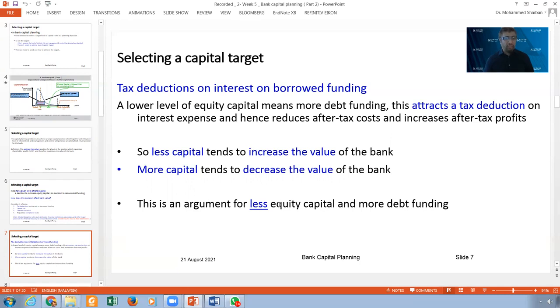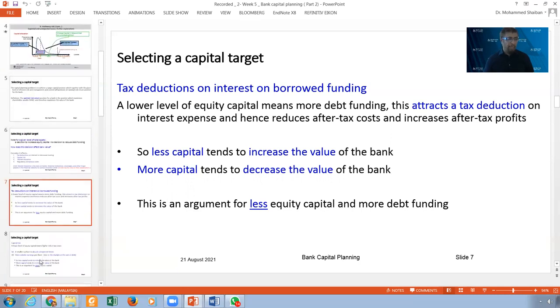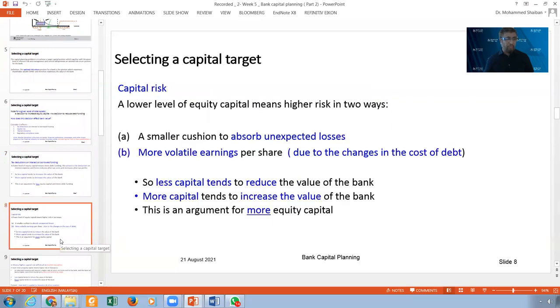So this is the argument for lower capital. Let's come to the next argument, which is actually the capital risk. A lower level of equity capital means higher risk in 2 ways. First, there will be a small cushion to absorb unexpected losses. The other one is more volatile earnings. What do I mean by those two issues?